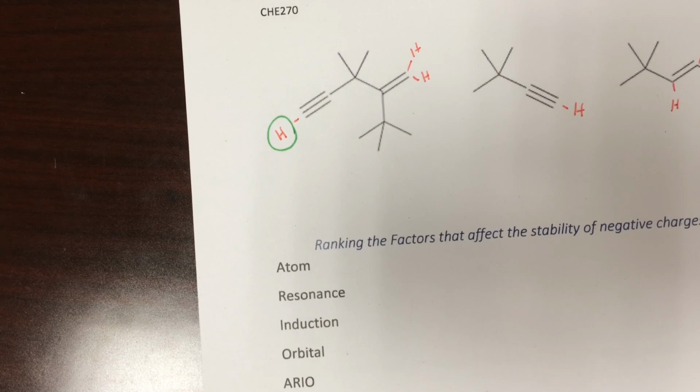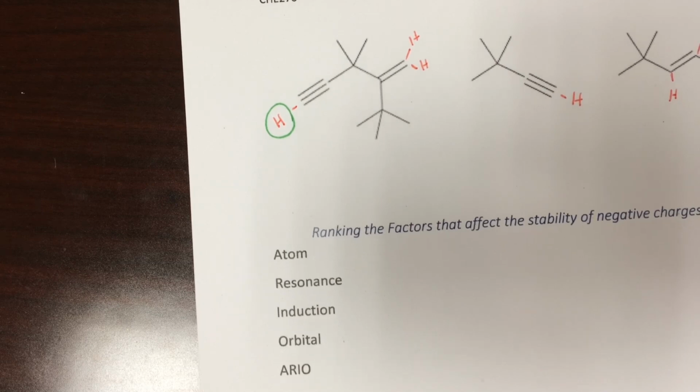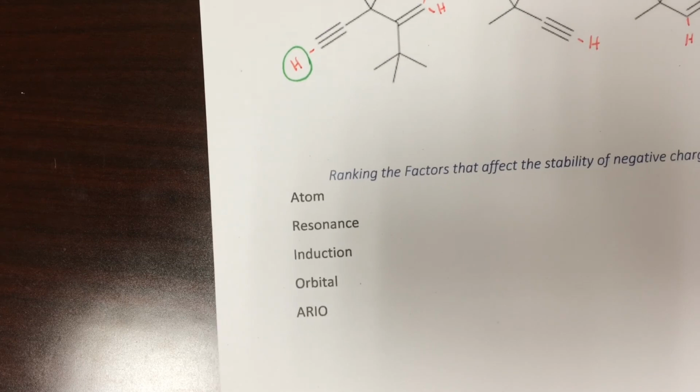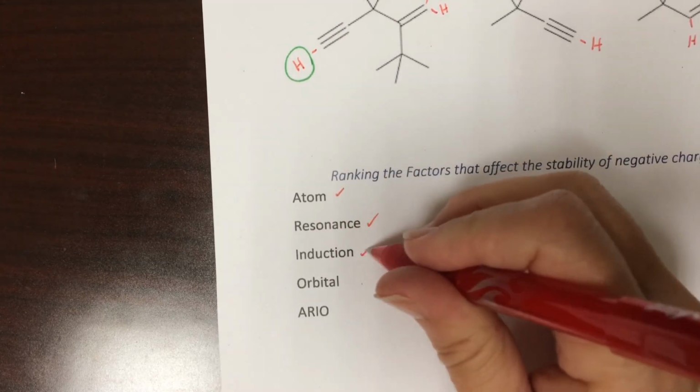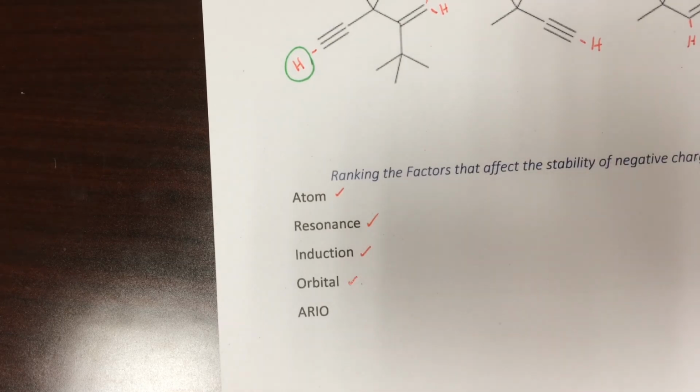Okay. So we want to rank these factors. The most important is the atom, the second is resonance, third is induction, and lastly we look at the orbital. So in the next section we'll be looking at compounds that have more than one factor.